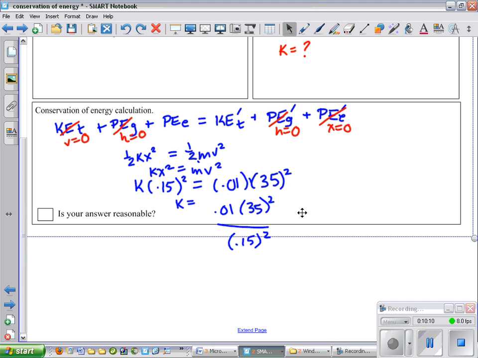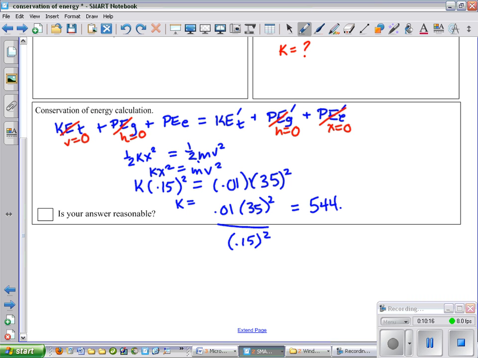And that gives you, oops, forgot again. That gives you 544.4, and K is in units of newtons per meter. And that's how we solve an energy problem.